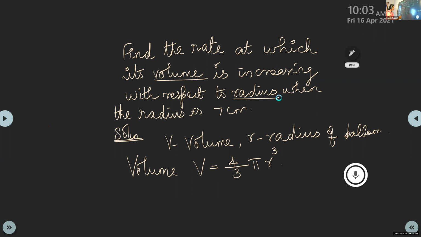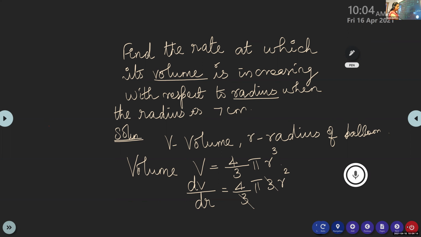So we want to find dV/dr, similar to dy/dx. 4/3 pi is constant. What is the derivative of r cube? It is 3r square. The 3 will get cancelled.